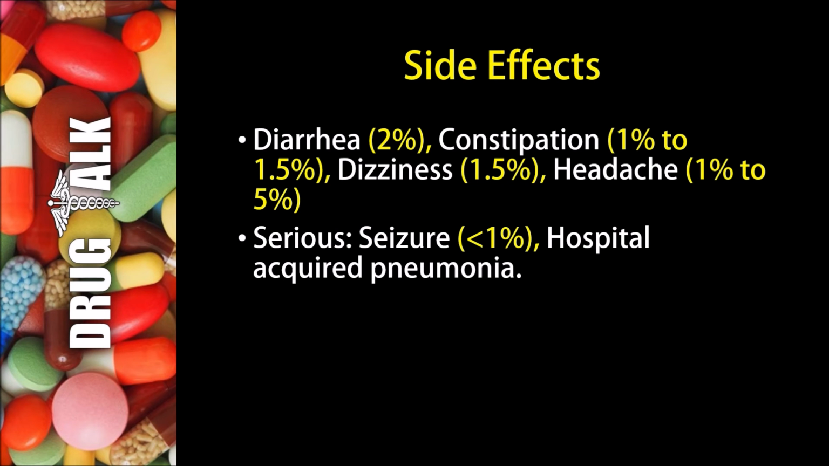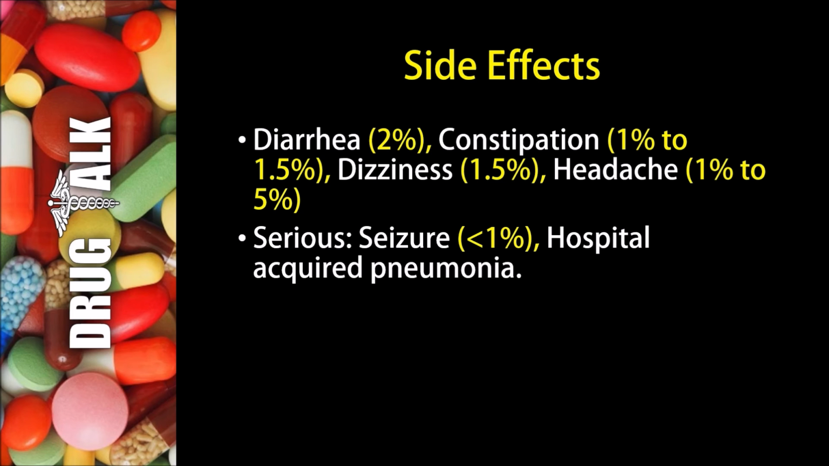Now, as with all medications, there are some side effects or adverse reactions that patients may experience while using Famotidine or Pepcid, so we'll go over some of those here now. About 2% of patients may experience diarrhea, while 1 to 1.5% may experience constipation. Dizziness may happen about 1.5% of the time, and a headache may happen to 1 to 5% of patients.